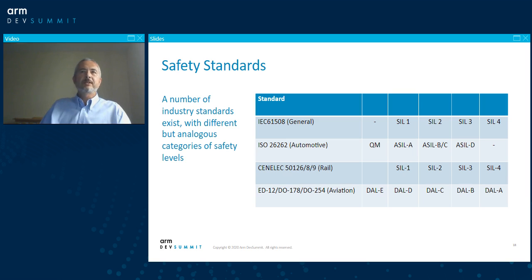Other standards exist that are tailored to specific industrial areas. We have 26262 that's applicable to automotive systems. In the railway world, CENELEC produced their 50126, 50128, and 50129 standards. Aerospace has DO-178, DO-254 and SAE standards and so on. They all have some broadly analogous notion of safety levels, though the names differ and they're not really directly comparable.